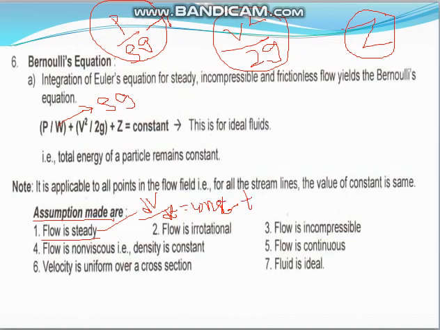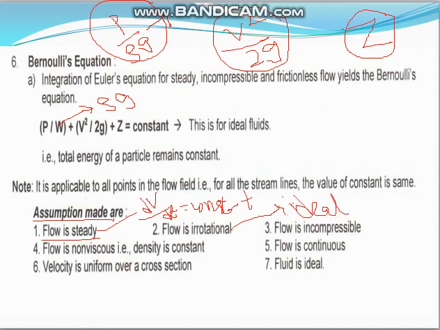Another assumption is that the flow is irrotational. Generally, I told you that if the fluid particles, while moving in the direction of flow, do not rotate about their centers, then it is an irrotational flow. In irrotational flow, I told you that it will exist only for ideal fluids. I told you about ideal fluids.